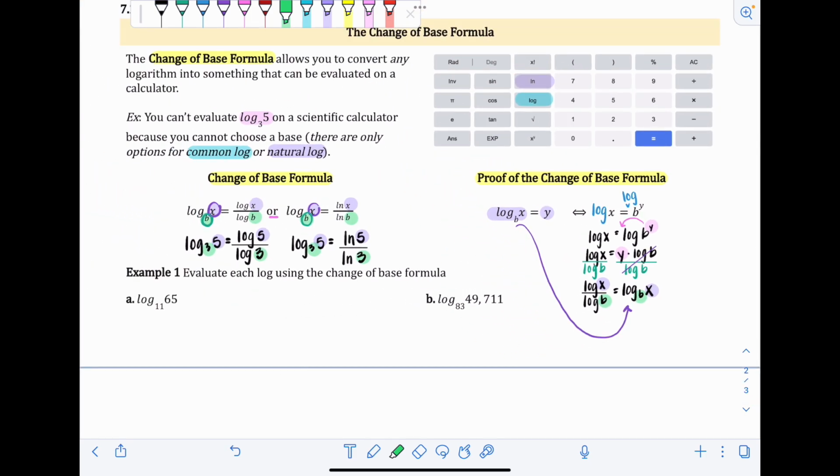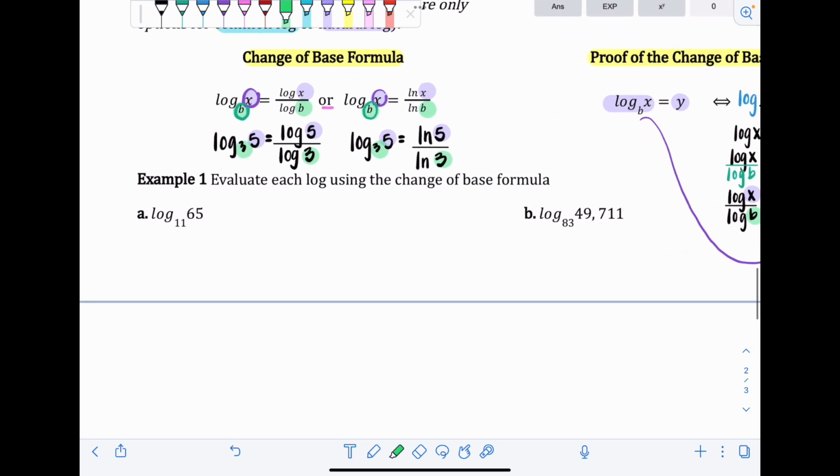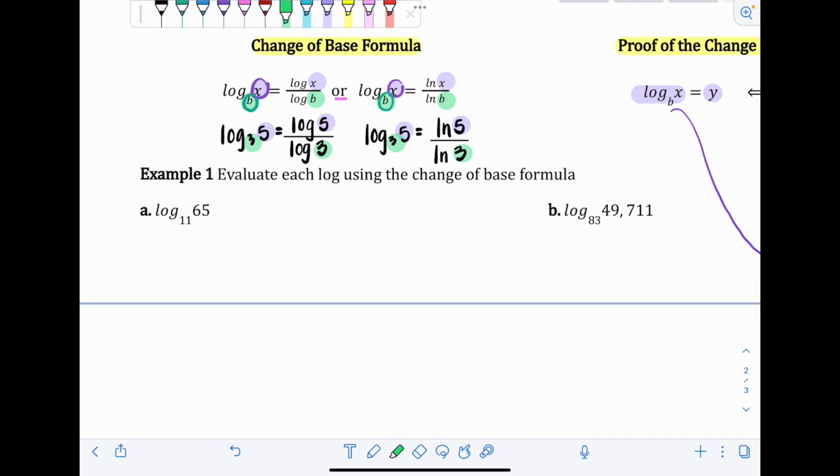Okay, so example 1, evaluate each log using the change of base formula. So this one just has 2 problems. They're both pretty quick. So A is log base 11 of 65. I'm going to use common log for one of them and then natural log for another one. You can use whichever one you feel more comfortable with. But for the change of base formula, if I want to use common log, I'm just going to write them both in right away. So that's the base I'm going to use.